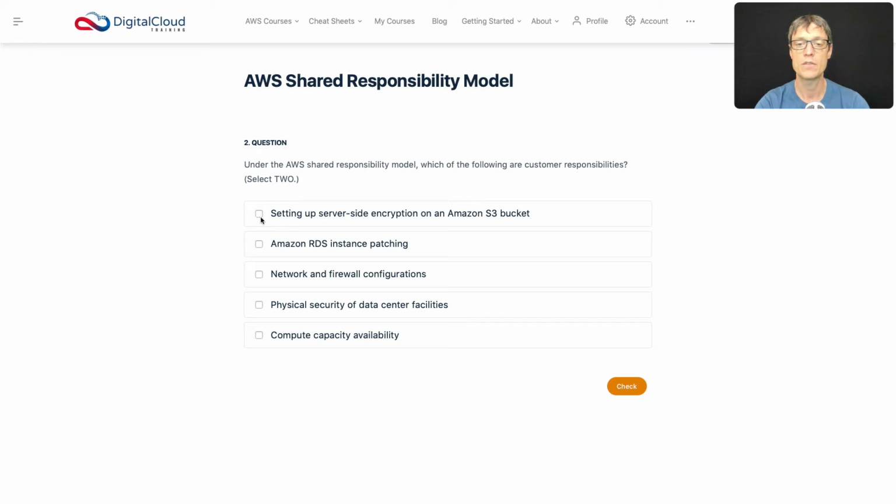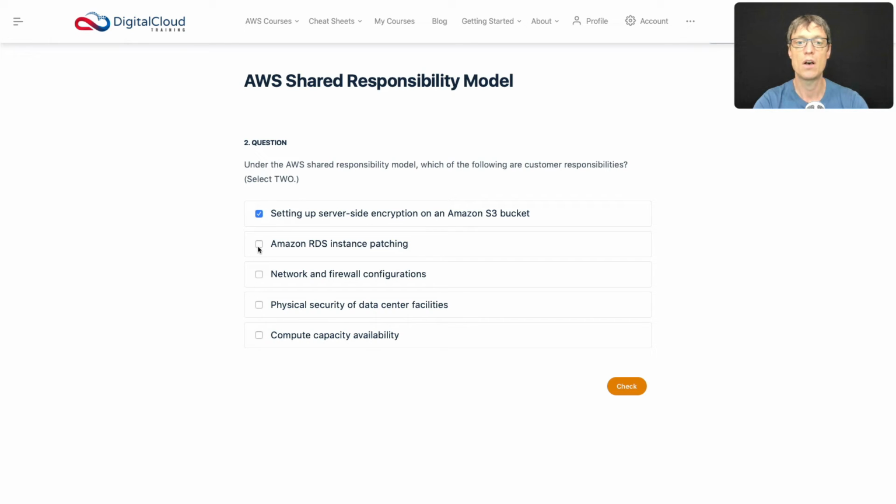What about setting up server-side encryption on an S3 bucket? Absolutely. So we've talked about that quite a bit already. So yes, you are responsible always for securing your data. And that can be at rest. So when your data is stored, for instance, on S3 or in an Amazon EBS volume, you've got to make sure it's encrypted. But also while you're transferring your data, that's known as encryption in transit, you've got to make sure that you set up things like your SSL TLS certificates to make sure that the data is encrypted as it's moving across a network in case it's intercepted.